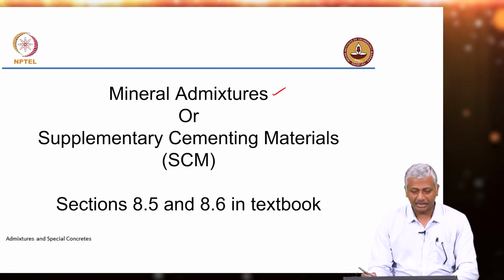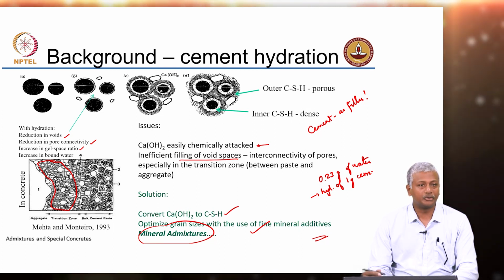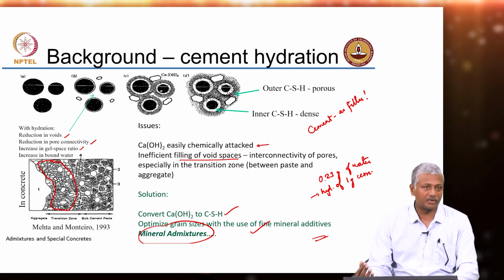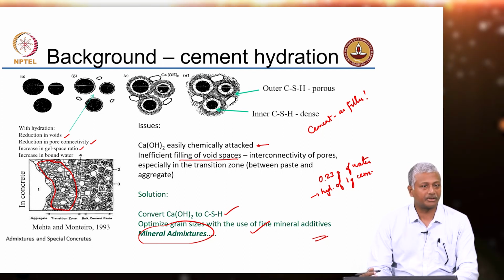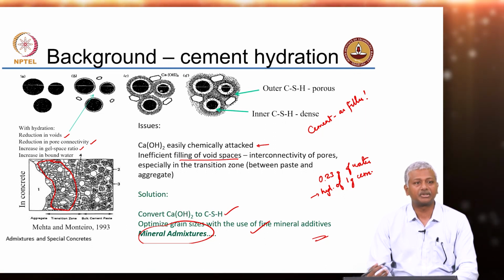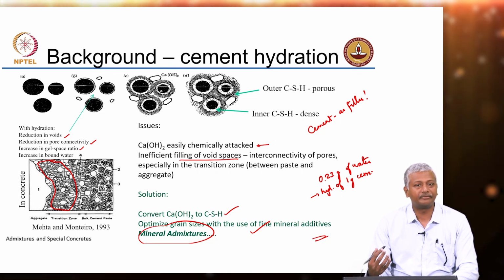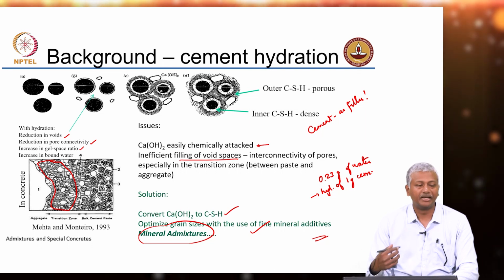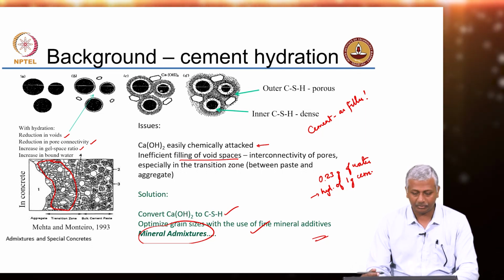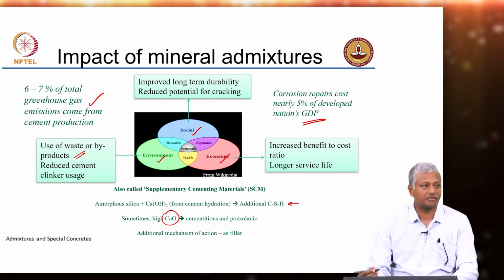So in the last class, we were talking about mineral admixtures, and we looked at how the use of mineral admixtures is beneficial in more ways than one. The primary idea is that you convert available calcium hydroxide into additional CSH, which leads to better pore filling. The other aspect is that mineral additives have a very optimized grain size distribution that allows them to fill the void spaces left behind by the cement and the hydration products. So, you ultimately get an impact on all three pillars of sustainability, that is environmental, social and economic.